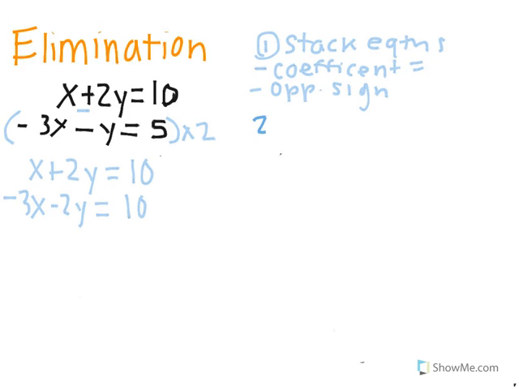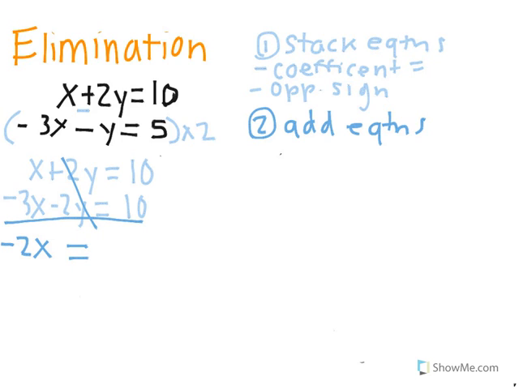Now our second step is we add the equations. So x plus negative 3x is going to be negative 2x. These cancel out to be 0. Whole point of elimination, remember? And I add the 10s, that's going to be 20. I solve for x, so I divide by negative 2. x is equal to negative 10.